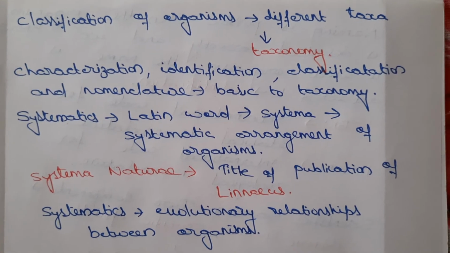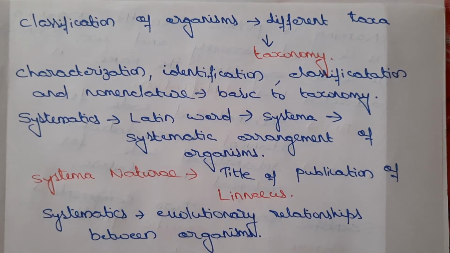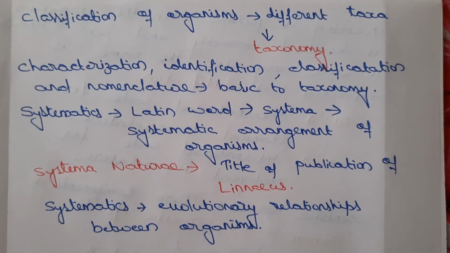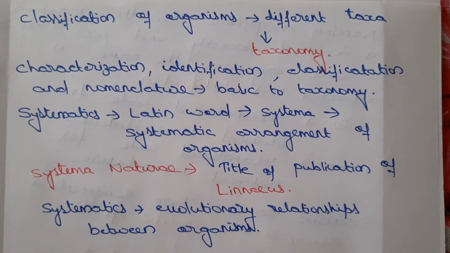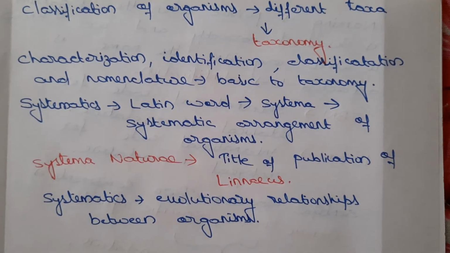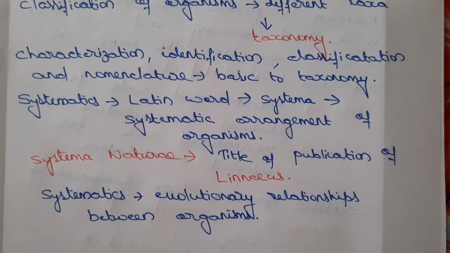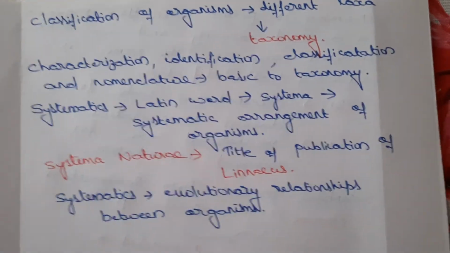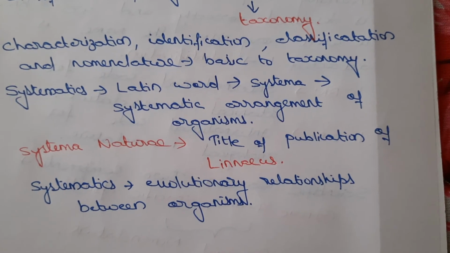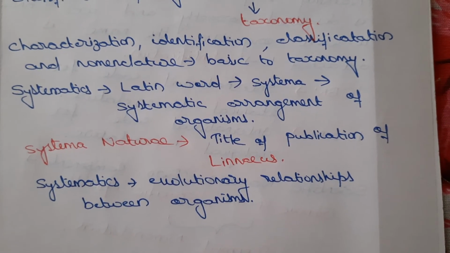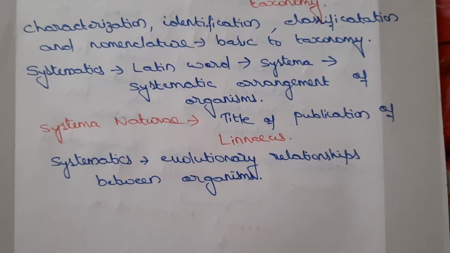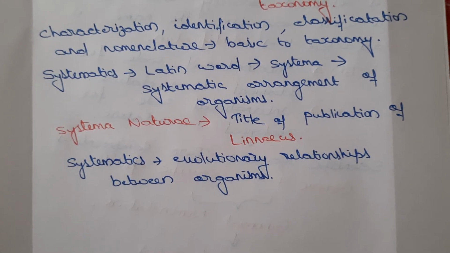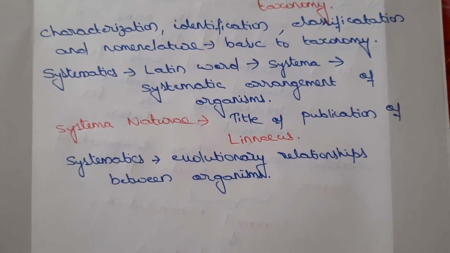Now, what is taxonomy? Taxonomy means classification of organisms into different taxa. That process is known as taxonomy. Characterization, identification, classification, and nomenclature are all basic processes of taxonomy. Then we use a term known as systematics. The term systematics is derived from the Latin word systema, which indicates the systematic arrangement of organisms. So systematics means a systematic arrangement of organisms based on certain characteristics.